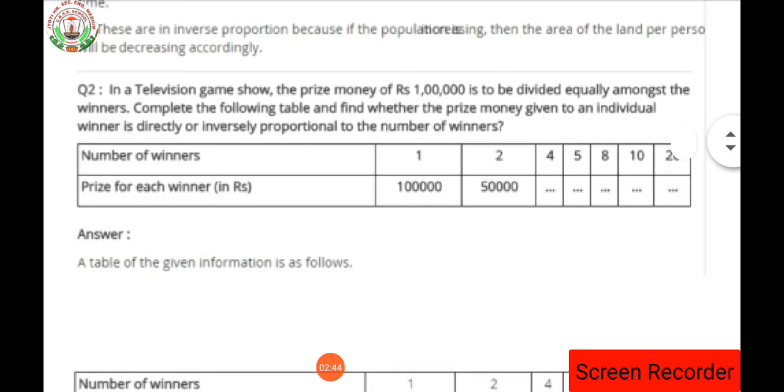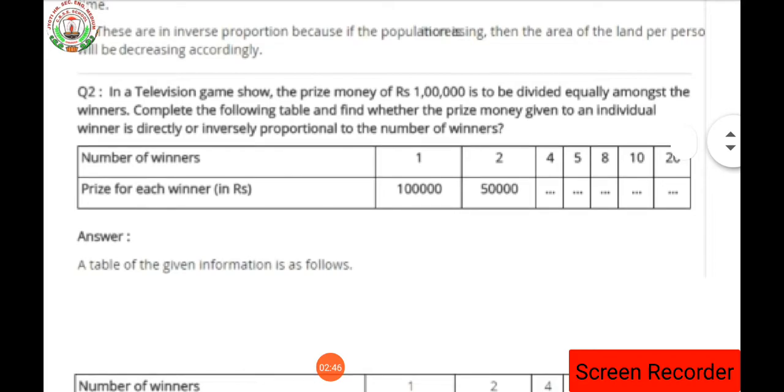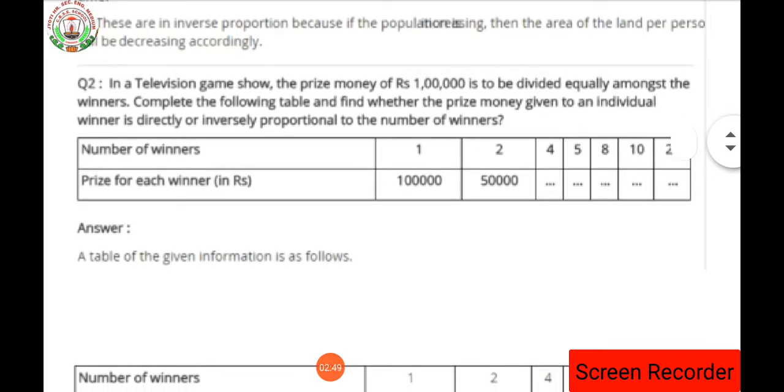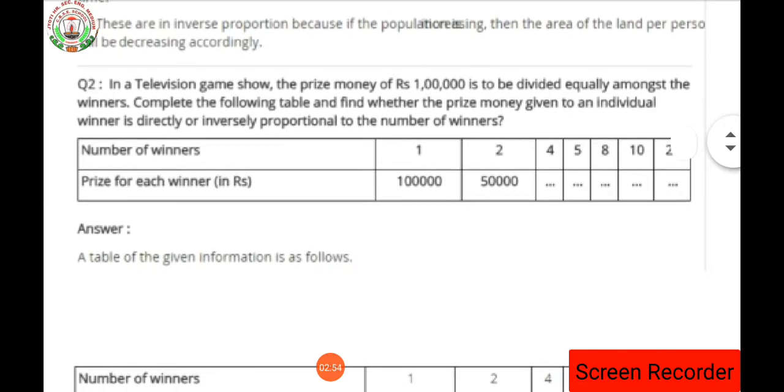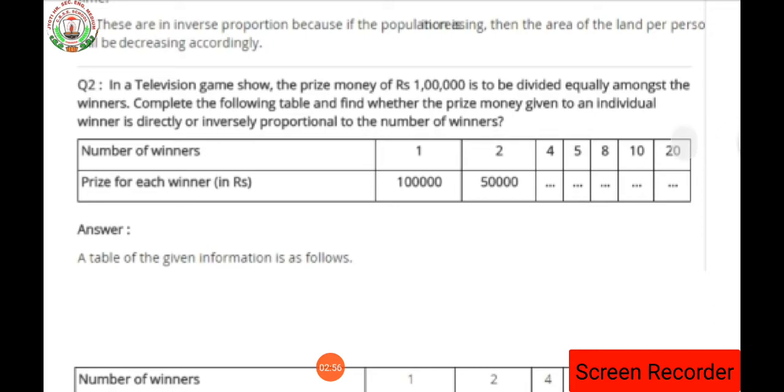Now, what is said in the second question? In a television game show, the prize money of rupees 1 lakh is to be divided equally among the winners. That means a television show is going on and the prize money is 1 lakh. That 1 lakh should be divided among the winners. Maybe the competition is in the form of groups, like 2 groups, 3 groups, like that. Then complete the following table and find whether the prize money given to an individual winner is directly or inversely proportional to the number of winners.